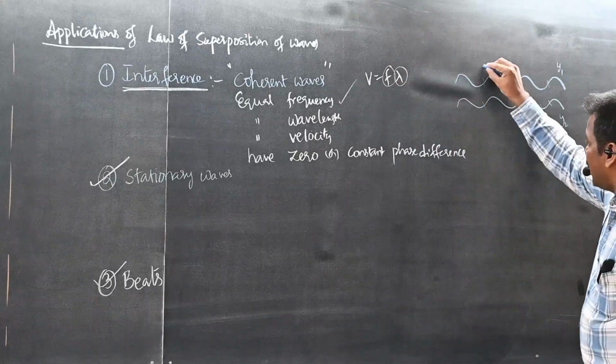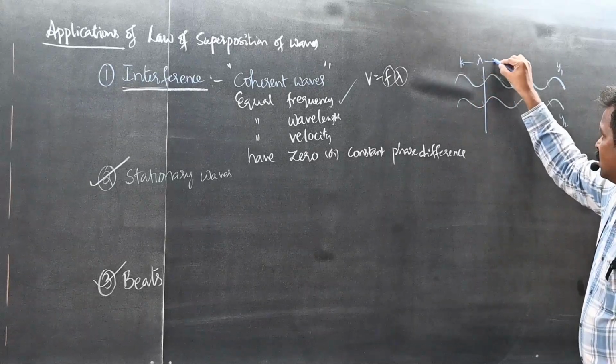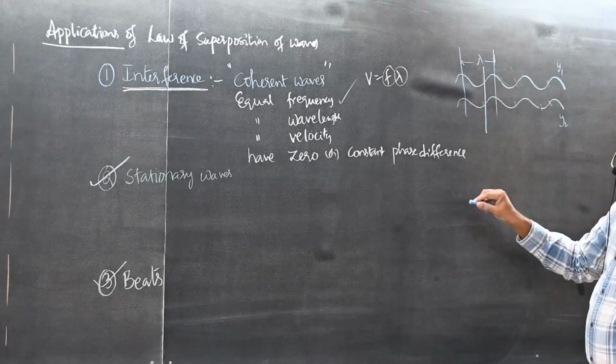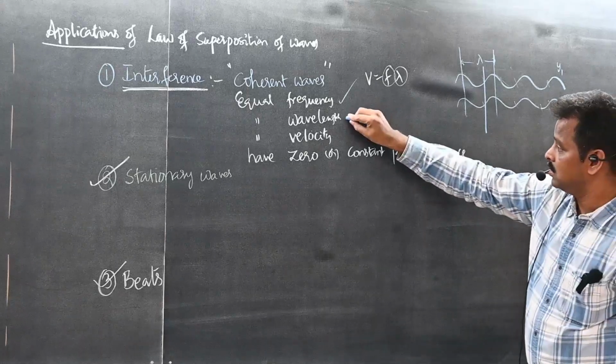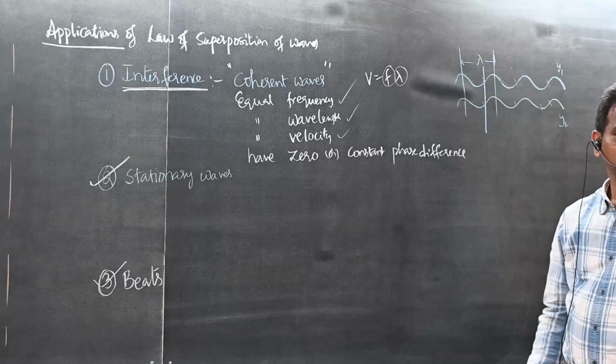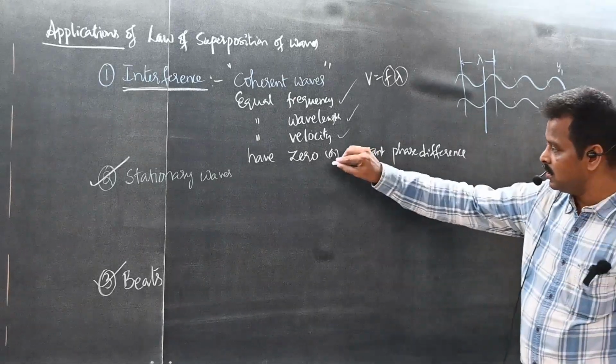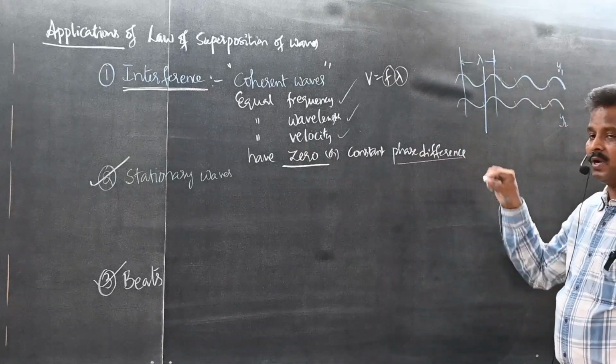Wavelength, whether equal or different? Check once. Wavelength means from crest to crest only. Is this same or different? For both, wavelength is same. The frequency is same, the wavelength is same, so they must have the same velocity. The fourth one is most important. What is that? Zero phase difference.